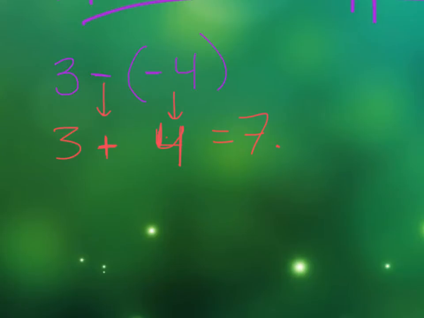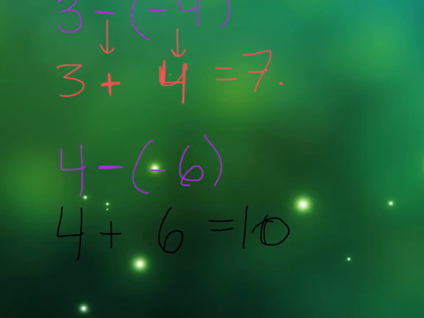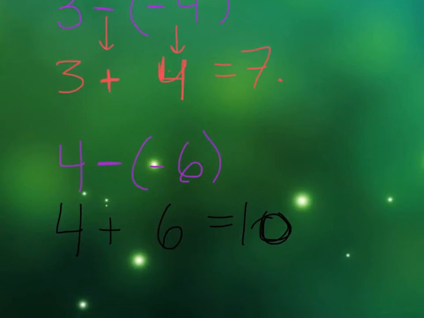Let's take a look at another example. How about, let's do 4 minus negative 6. Again, we're going to add the opposite. So 4, and we're going to add the opposite of negative 6, which is positive 6. And 4 plus 6 gets us an answer of 10. Okay, let's try another one.